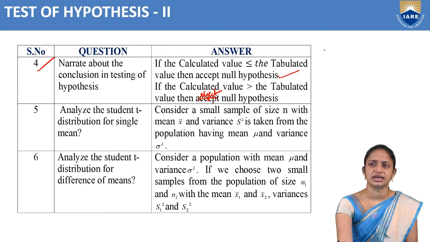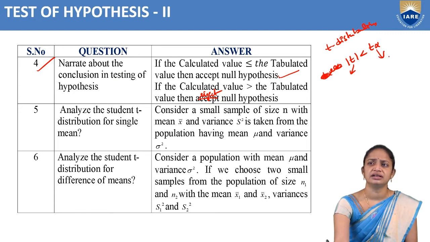Or let us take T distribution. If in T distribution, modulus of T is less than T alpha, this is a calculated value. Here we have to use the T distribution formula. So if our calculated value is less than the tabulated value, we accept the null hypothesis.